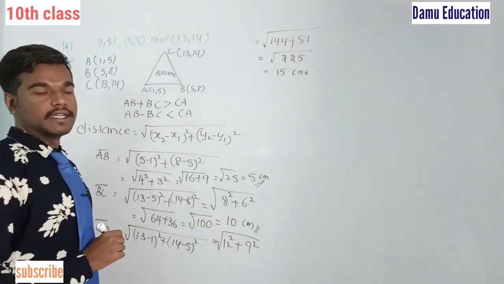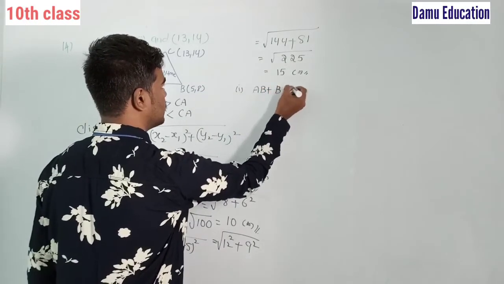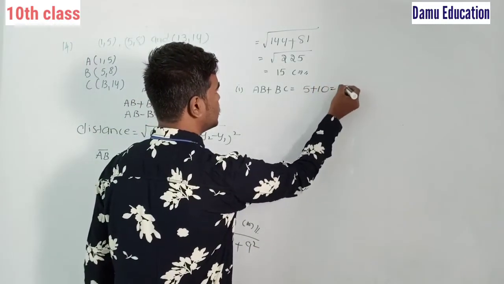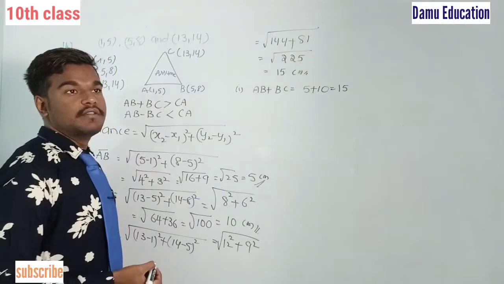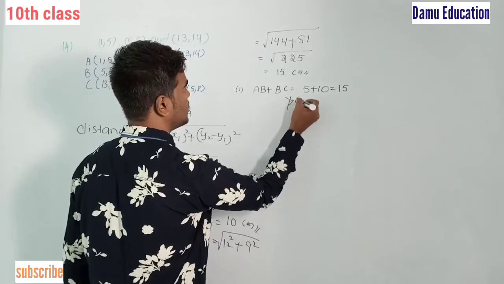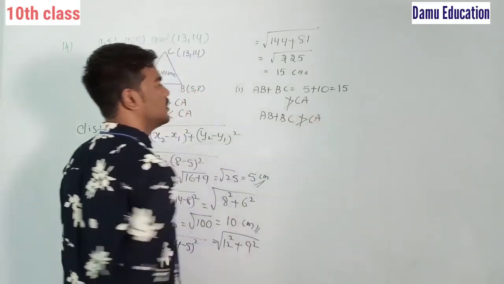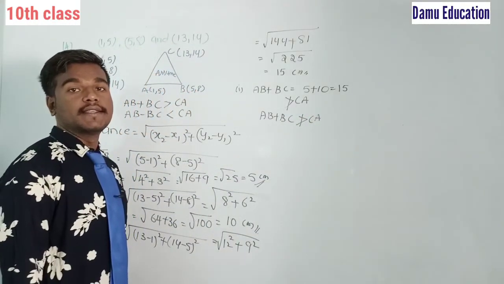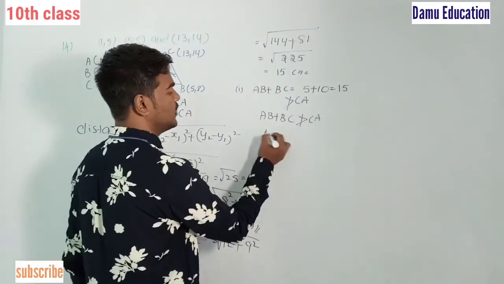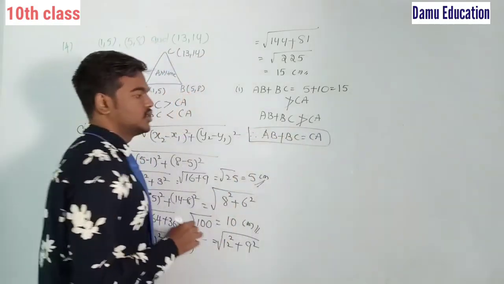If you observe here, let's take condition 1, AB plus BC. AB is equal to 5 and BC is equal to 10. So it is 15, but 15 is not greater than 15. So AB plus BC is not greater than CA. Therefore, there is no existence, because if you add two sides, it is not greater than 15, it is equal to 15. Here the condition is AB plus BC equal to CA, so it does not satisfy. It should be greater.